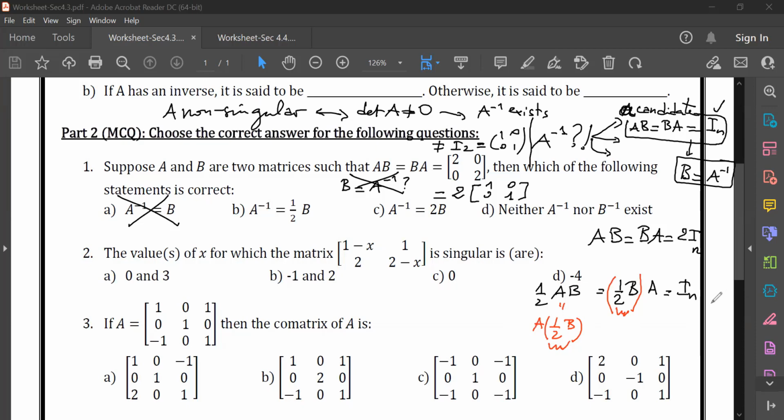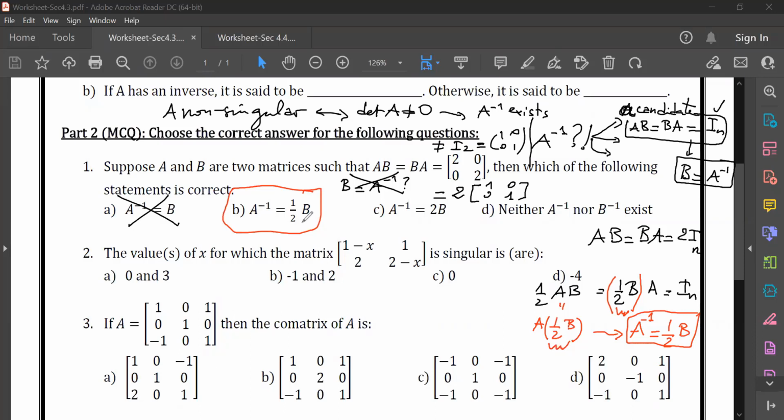Then what is my conclusion? What can I conclude? I can conclude that I found the matrix I am looking for. What is the inverse of A? Half B. It will be half B. And if we multiply A by half B, to the left and to the right, we get the identity. Okay?